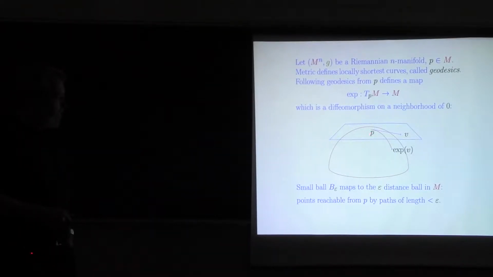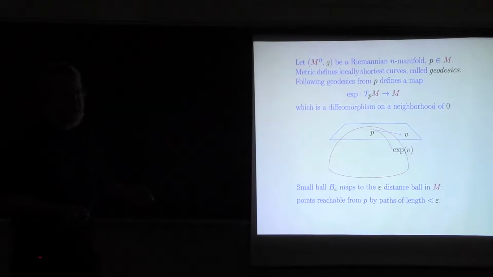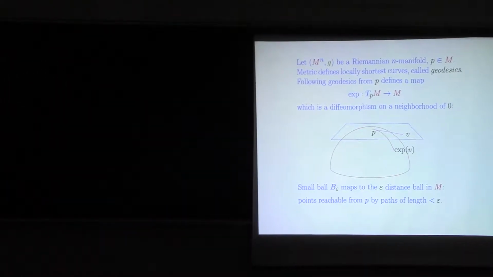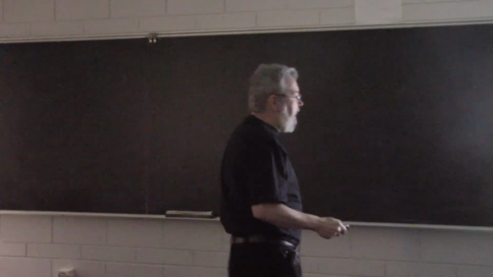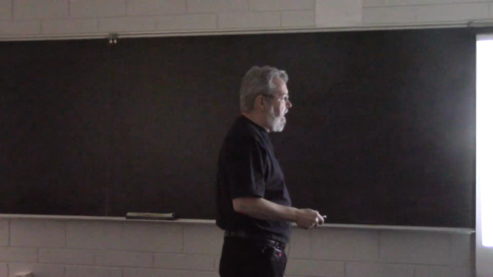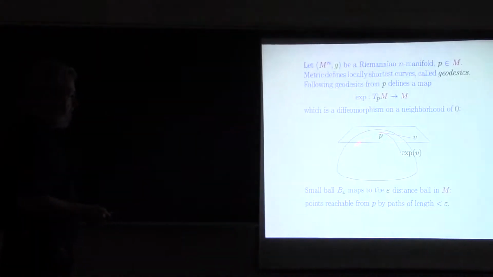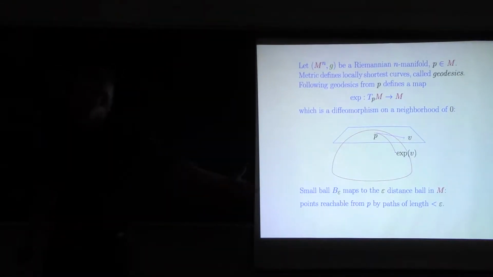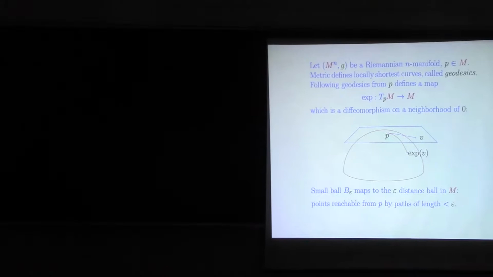So one of the nice little lemmas that one proves in a differential geometry course is that under this map, there's a notion of distance in a Riemannian manifold. Given two points, the distance between them is by definition the infimum of the lengths of all curves between them. And under this map, if you take a small epsilon radius ball in the tangent space, it goes exactly to the epsilon ball with respect to this notion of distance in the manifold.